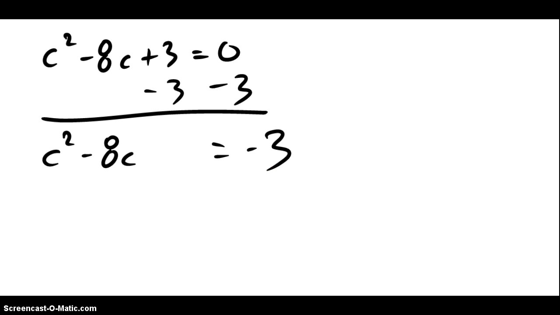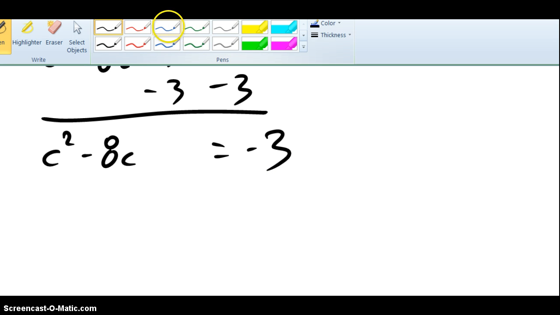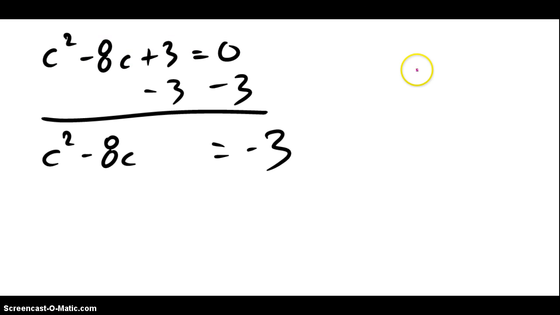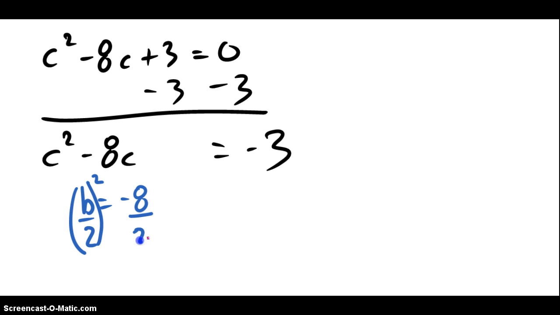Okay? Now, watch what I do here. What I want here is something that's going to make this a perfect square, okay? So I take b. b is negative 8. But I take half of b, and then I square it. So negative 8 over 2 squared, okay? Negative 8 over 2 in this case is negative 4. Negative 4 squared, negative 4 times negative 4 is 16, okay?